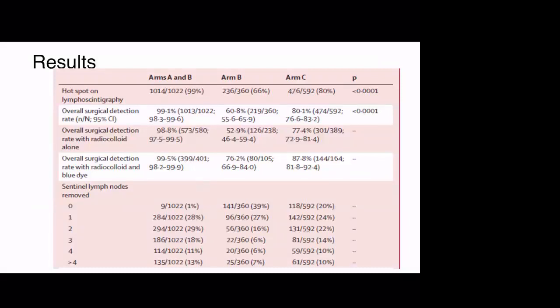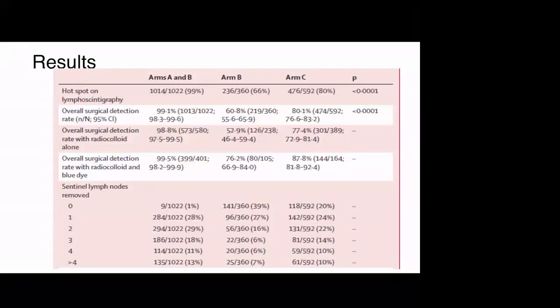And one more thing that you get to know, if you see these results, is that on hotspot scintigraphy, the surgical detection rate in arm A and B was 99.1%, and the overall surgical detection rate with radiocolloid alone was about 98.8%. The number of nodes removed is also given here. Most patients had between 0 to 3 lymph nodes removed, which is currently the standard of care. The surgical detection rates were slightly lower when you take these patients who were given neoadjuvant chemotherapy and then did a sentinel lymph node biopsy again.